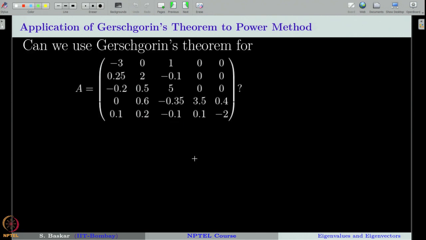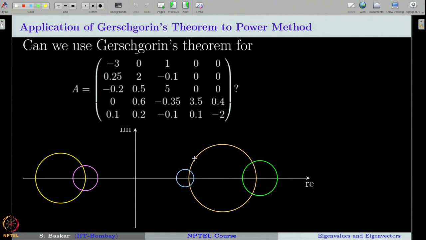Right. Let us take the next example, where we had a 5 cross 5 matrix, and here we have seen that the Gerschgorin disks are given like this. You can clearly see that we cannot use the Gerschgorin disk theorem to check the hypothesis of the power method. Why? Because some of the disks are intersecting. For instance, the dominant eigenvalue is coming from this disk and it is intersecting this disk also.